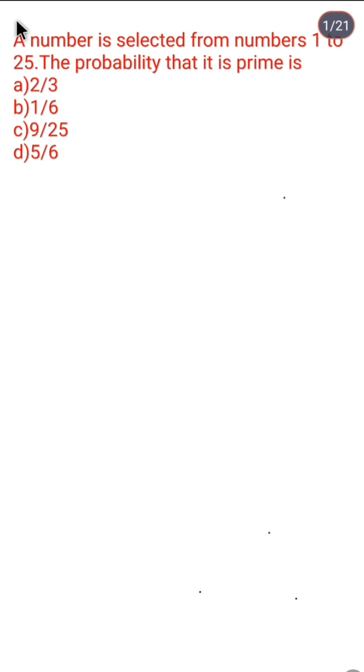Question number 11. A number is selected from the numbers 1 to 25. The probability that it is prime is. Now what is the total possible outcome? The total possible outcome is the numbers 1 to 25. So how many numbers are there? 25 numbers are there.